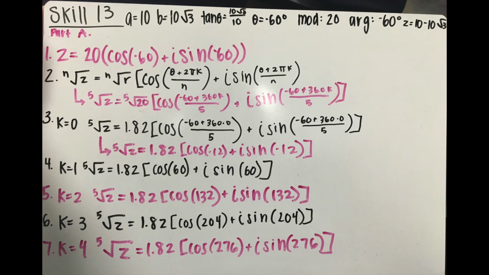And finally, I plugged in k is equal to 4 to get my final root to be the fifth root of z is equal to 1.82 times cosine 276 plus i sine 276.